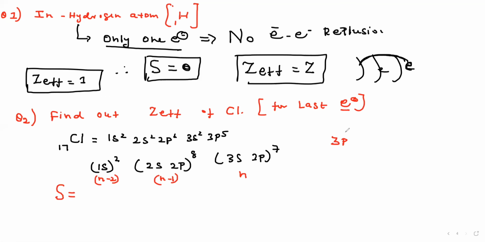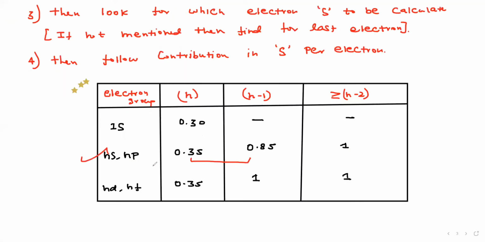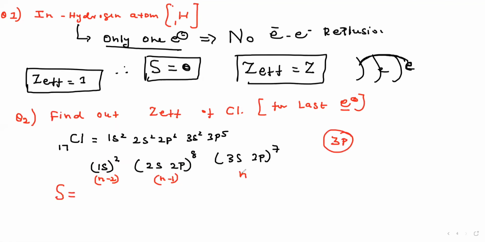Therefore, we are going to follow the ns, np rule. Yes or no? Now we apply the ns, np rule. How many electrons are in the n shell? Total 7 electrons, but we are finding the S value for the last electron, so you don't take the last electron. Now the S value. How many electrons are there? Total 7, the last electron we are finding for, therefore 6. Understand?